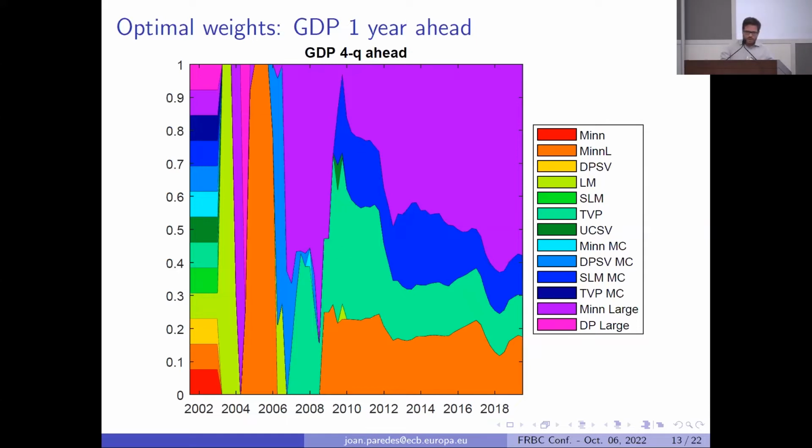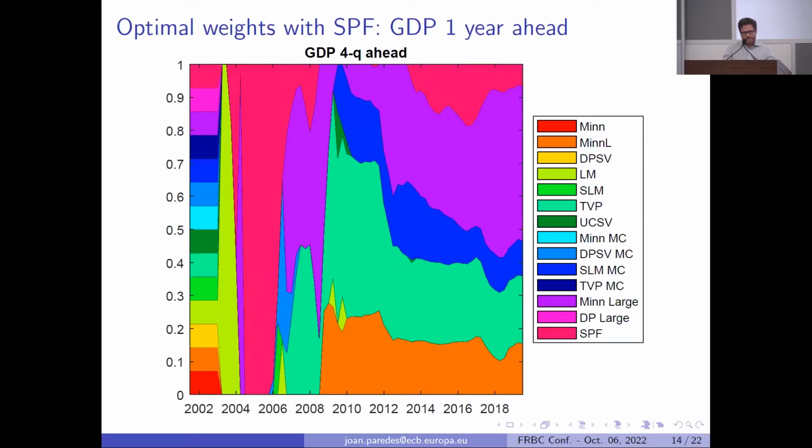So let me show you something that I already mentioned a little bit. This is how we see the weights included into the pool, okay? On the right-hand side, you have the acronyms of all the models, and this is what is happening for GDP 4 quarters ahead. This is optimal pooling without tilting. If I go to the next one, this is the optimal pooling, but now you allow it to include the SPF density. You see that the SPF has some weight, so it means that it is selected in the weights of the optimal pooling to be included in the final density.